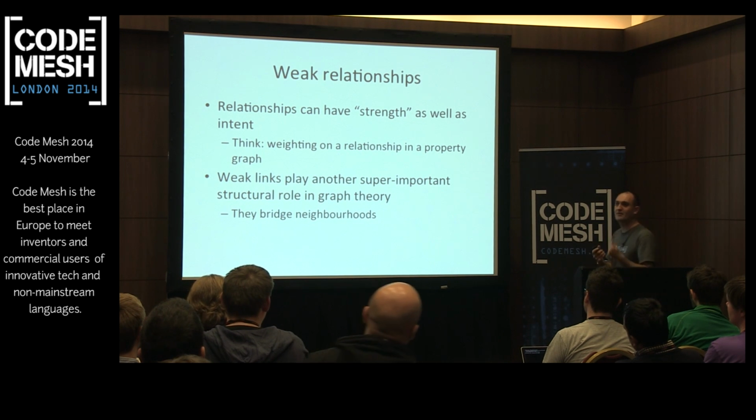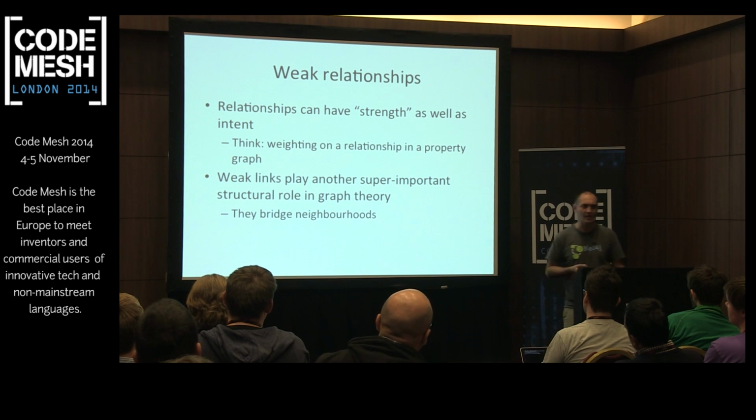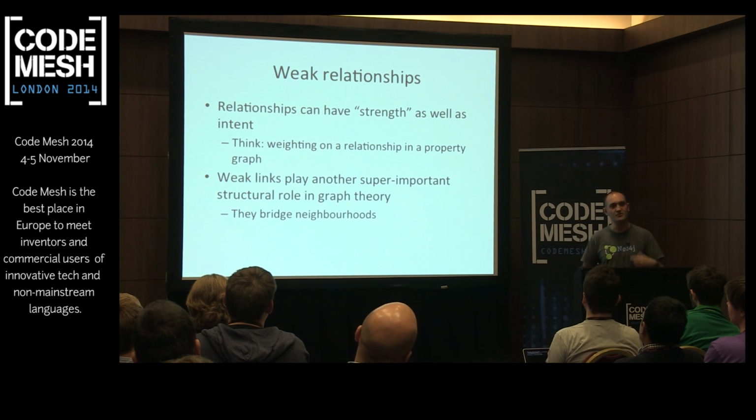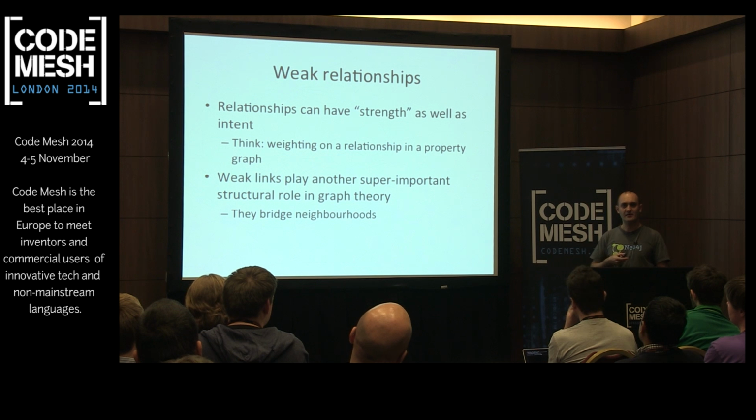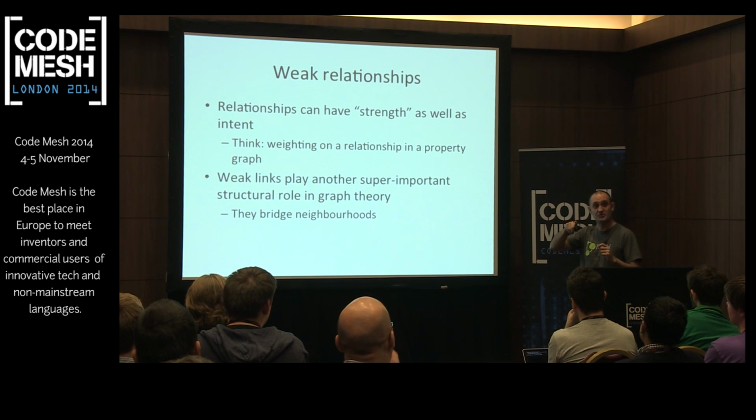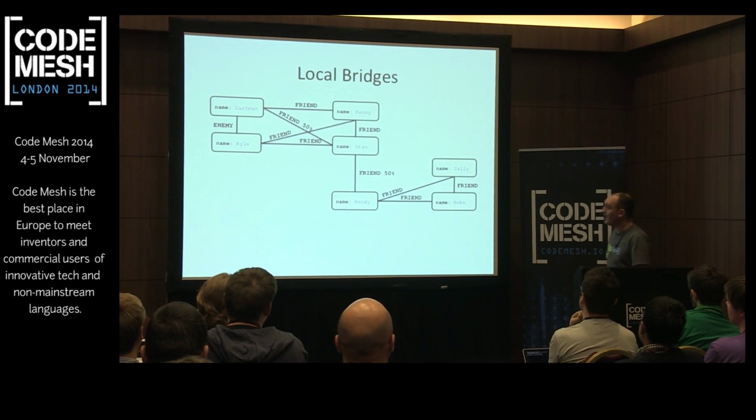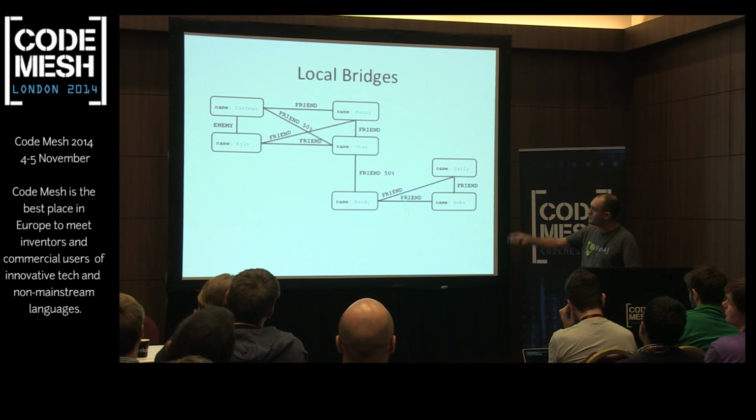So it turns out, and you probably notice in your own lives, you never get to hear of a new job directly from your mate. Because in your neighborhood, in your subgraph, everyone knows what everyone else knows. Gossip spreads very quickly. But you often tend to hear about a new job opportunity from a friend of a friend who's not directly in your subgraph, who's a weak link to you. And so these weak links play this super important role in that they bridge neighborhoods.